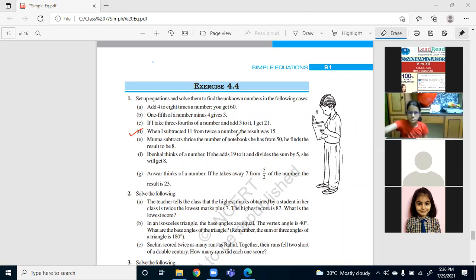Yes, it is correct. Do you want to speak, Garima, how you have done? No, ma'am. Statements I am talking about. Let the number be x. Then I will write according to question. Twice means 2 times. And if I subtract 11 from twice the number, result is 15. So this is my equation.